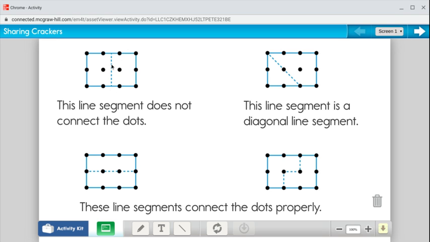So this first one here is a part of a line, and this one does not connect the dots. We want to make sure we're using these dots. We want to draw our lines across the dots. So we would not draw like this because it's in between the dots. Then we have this line segment here, which is a diagonal one. We're not going to be using diagonal line segments either. It's a tongue twister, diagonal line segments. But these two down here would be perfectly fine. These line segments connect the dots properly. So this goes straight across, giving us 2 equal parts. This one goes up, across, and then up again, also giving us 2 equal parts with 3 little squares in each one. All right, so let's work on this together.